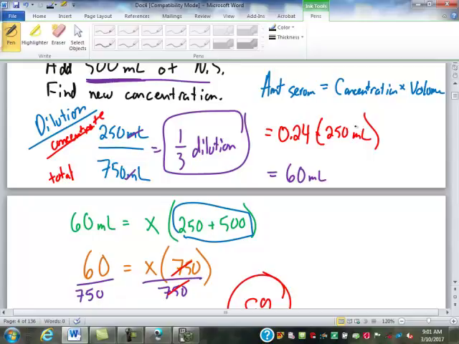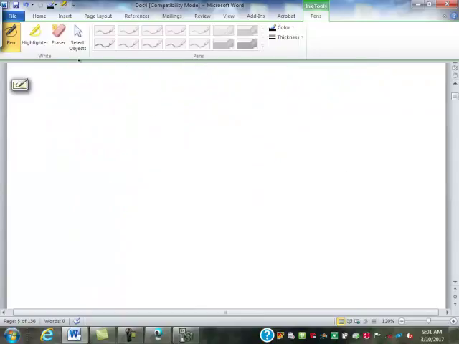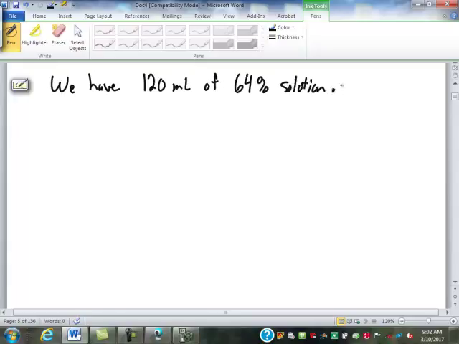So if we work on these in terms of that dilution, let's say that we have 120 milliliters of 64% solution. And we perform a 3 in 8 dilution. Find the new concentration.